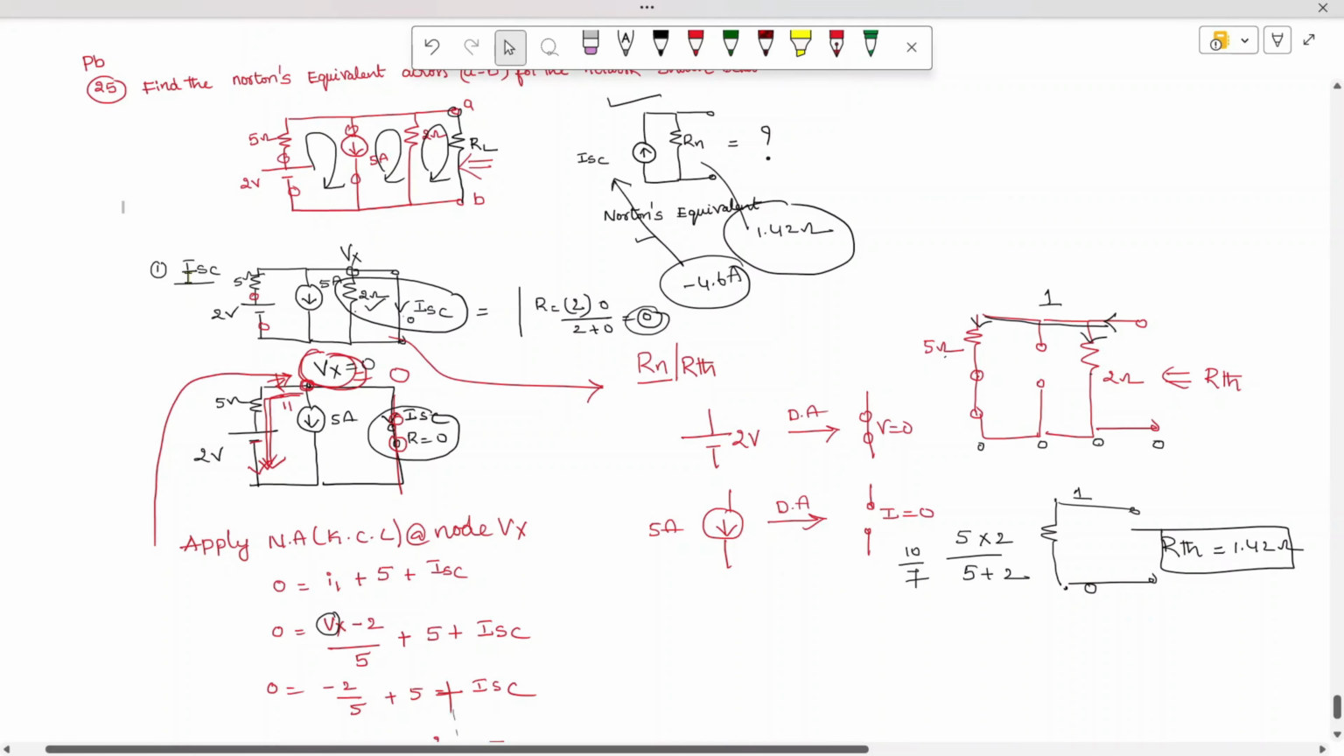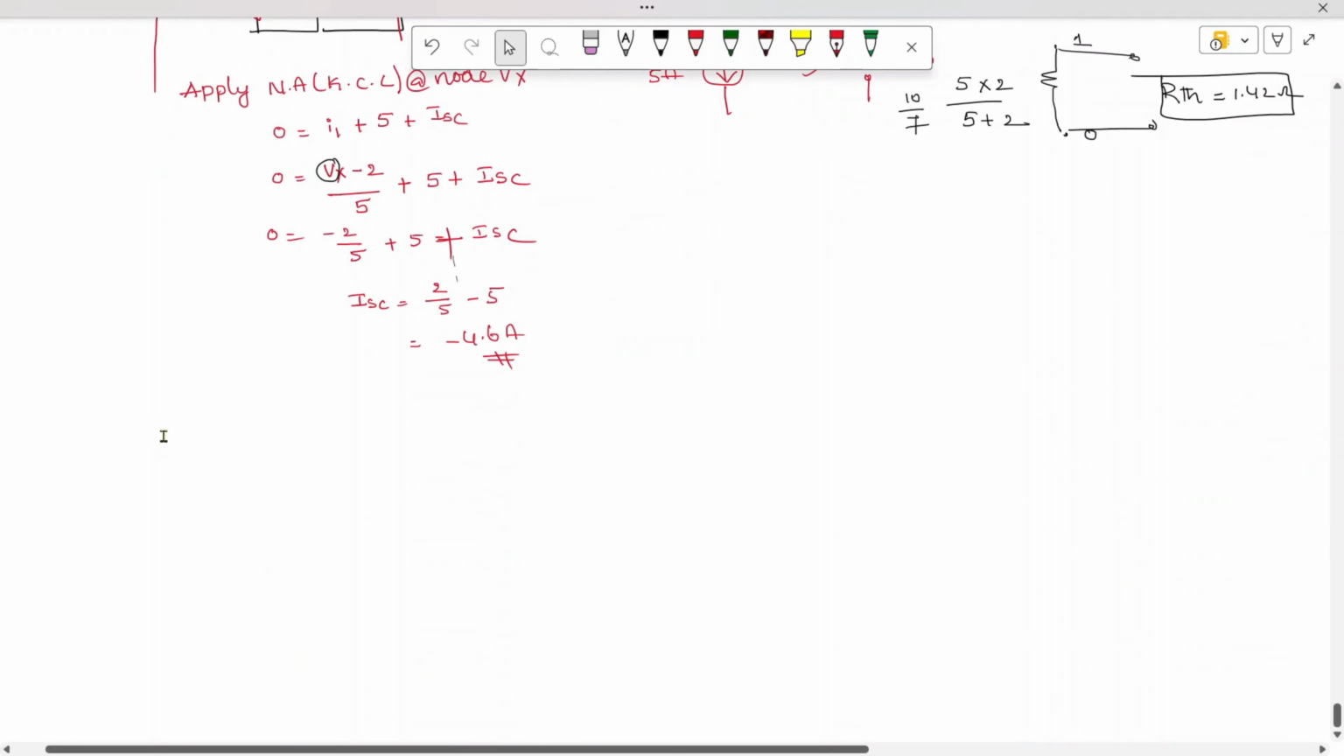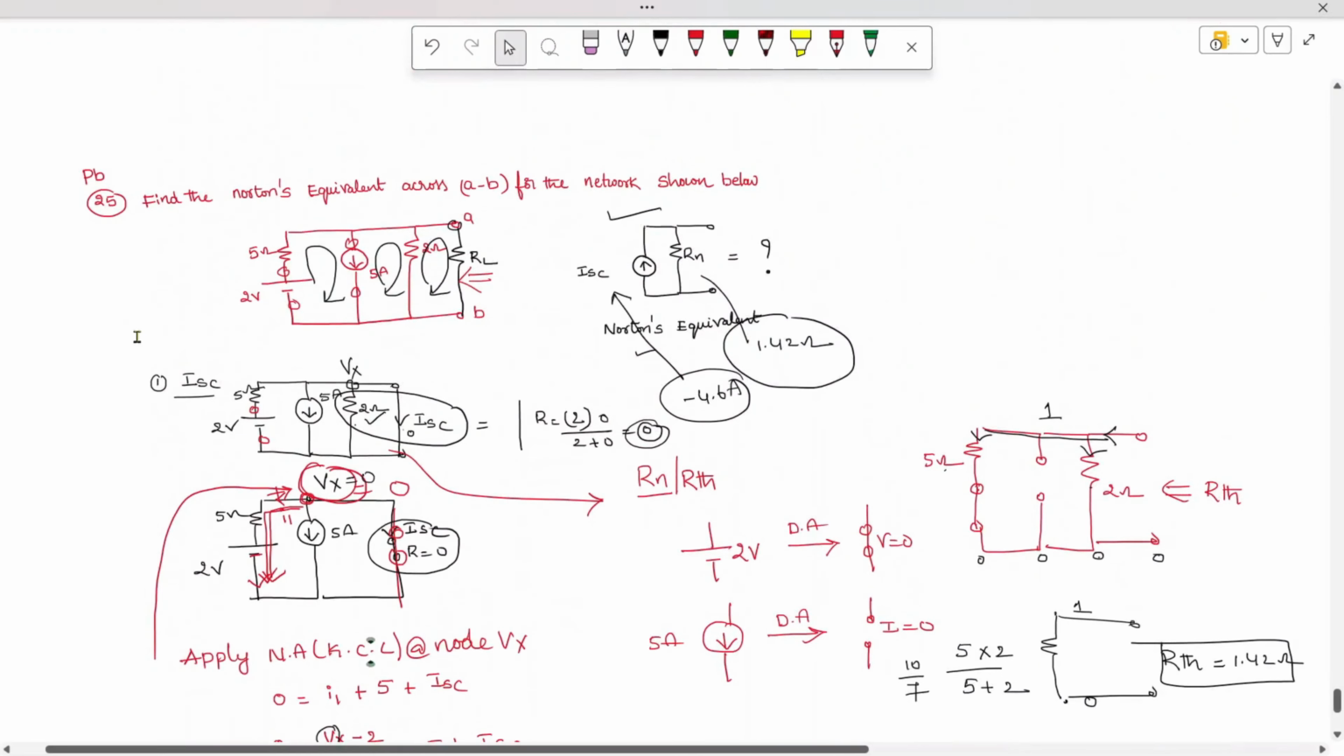Okay. So by the first method, this will be the method, and now I'm going to use method 2 of how to find out the ISC value by using one more concept called the superposition theorem.